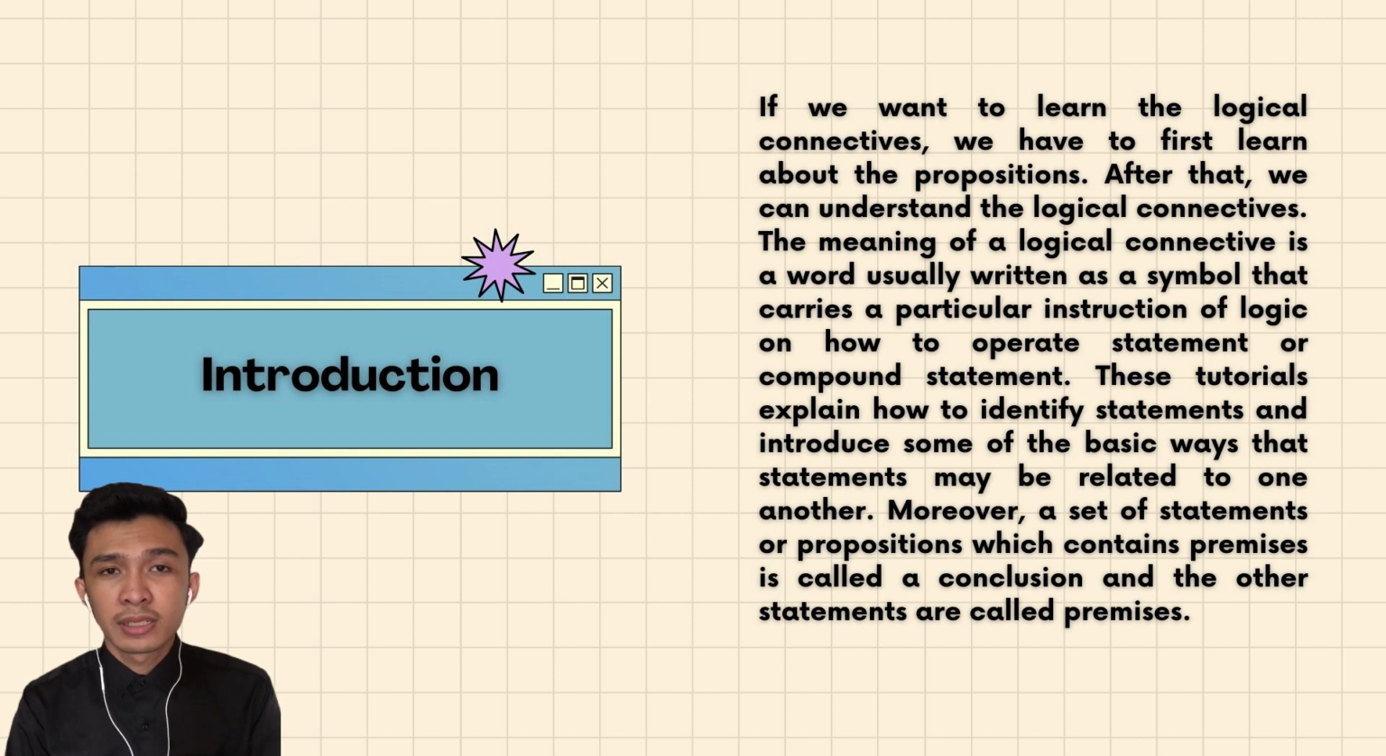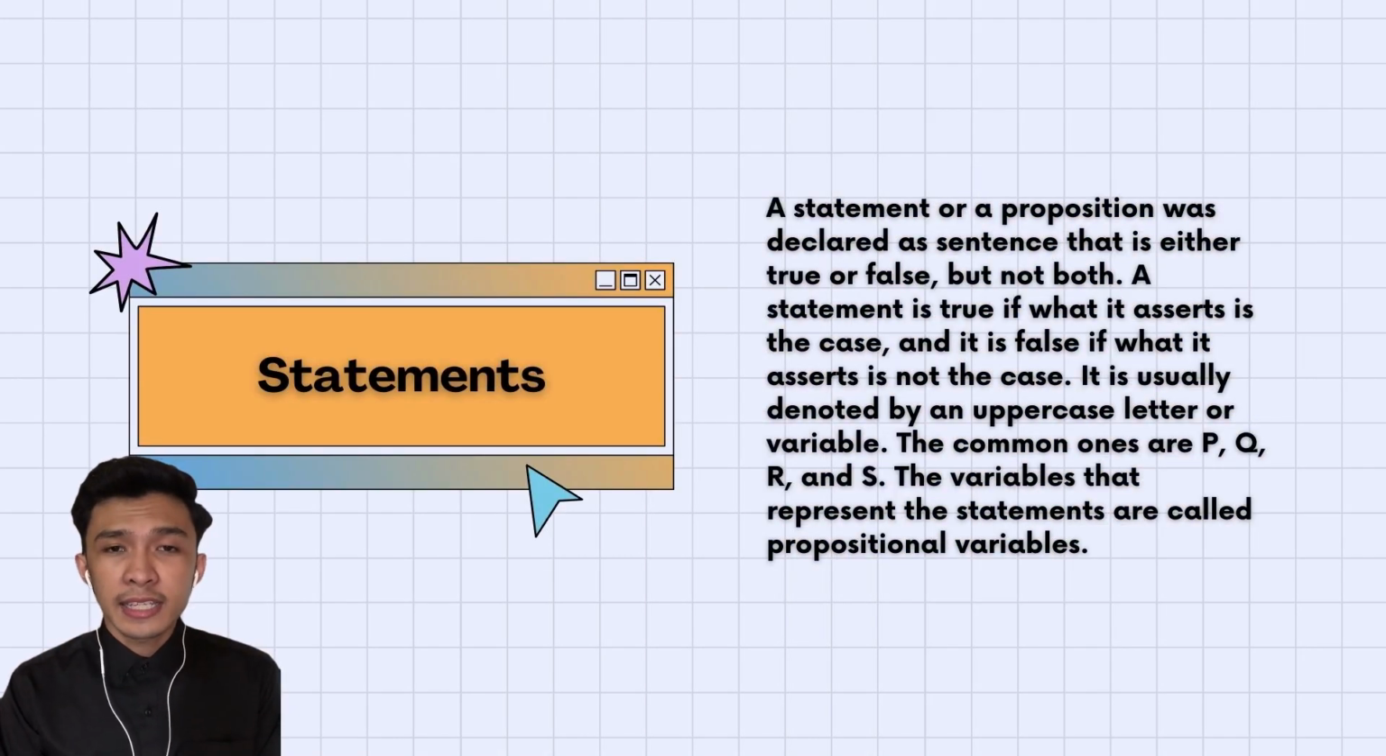For the introduction, if we want to learn the logical connective, we have to first learn about the proposition. After that, we can understand the logical connective. A logical connective is a word usually written as a symbol that carries a particular instruction of logic on how to operate a statement or compound statement. This tutorial explains how to identify statements and introduces some of the basic ways that statements may be related to one another. Moreover, a set of statements or propositions contains premises and a conclusion; one statement is called the conclusion, and the other statements are called premises.